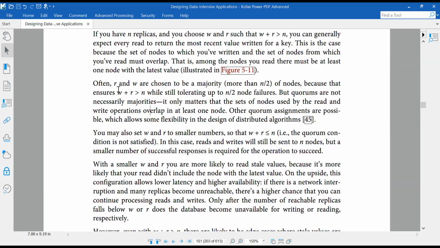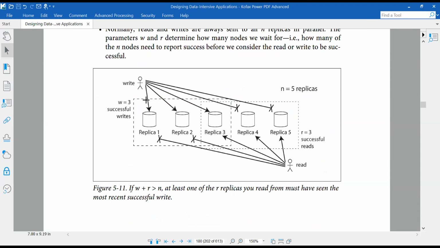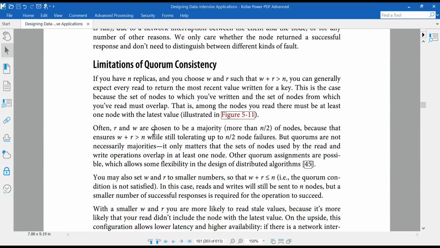So in our case, if we take this example of 5 nodes, R and W should be more than n by 2. N is 5 in this case, so n by 2 is 2.5. So it should be more than 2.5. So yes, that is why it's 3 and 3. So that at least 3 should be there for minimum acknowledgement, and at least one should have the latest value among those 3. That's the whole idea of n by 2 over here.